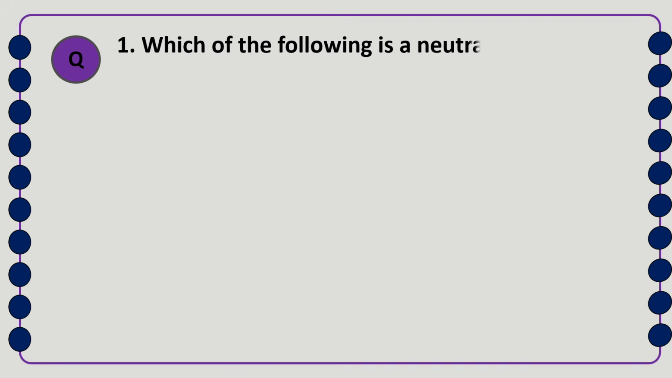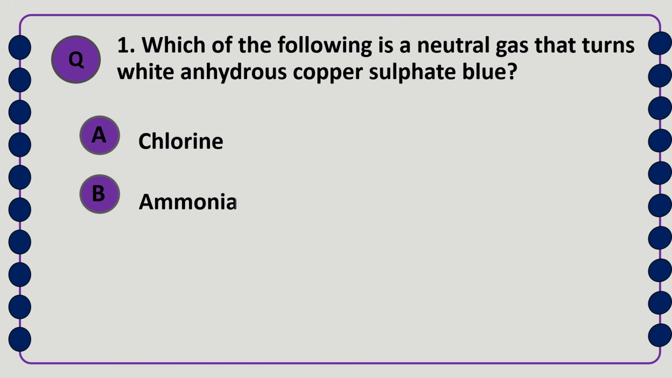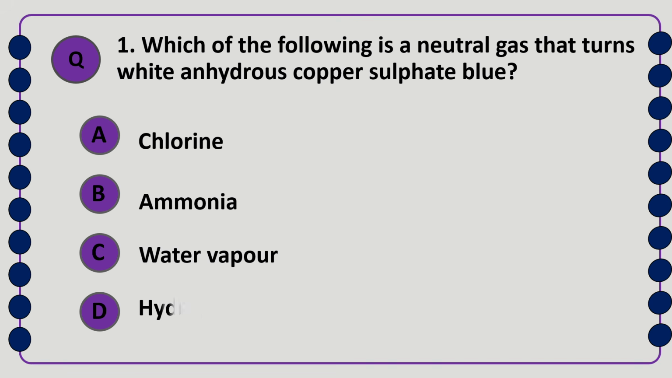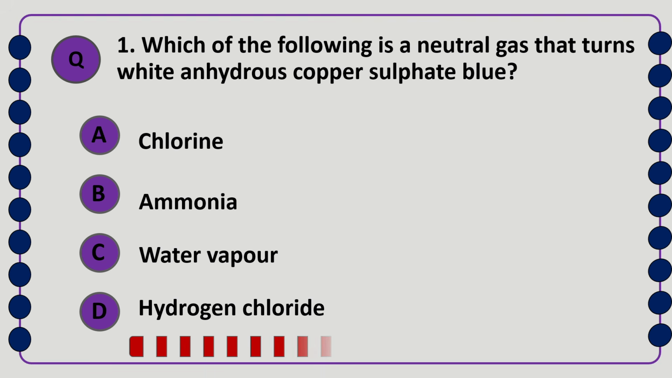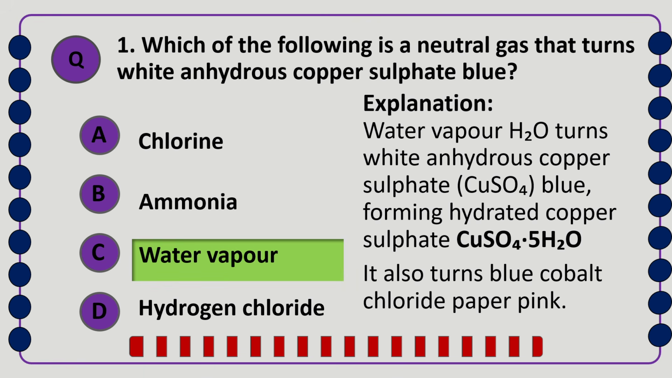Which of the following is a neutral gas that turns white anhydrous copper sulfate blue? The options are chlorine, ammonia, water vapor, hydrogen chloride. The correct answer is water vapor.